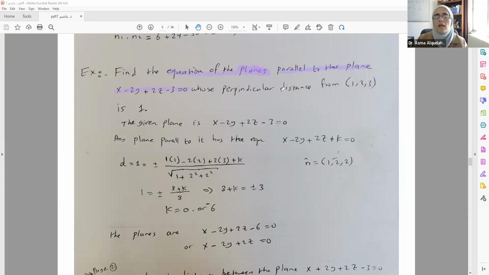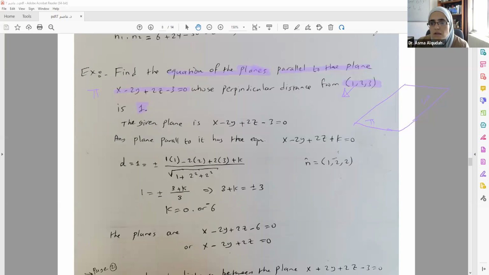and the perpendicular distance from these planes to this point (1, 2, 3) is 1. So let me explain further. We have this plane, let's call it pi. There are planes that are parallel to this plane pi, and they have a perpendicular distance, and this point (1, 2, 3) lies on this plane.